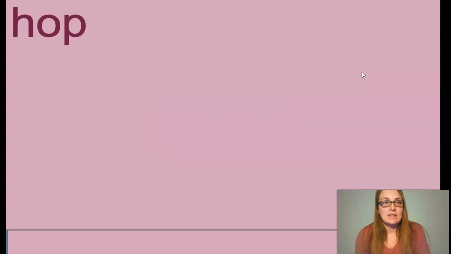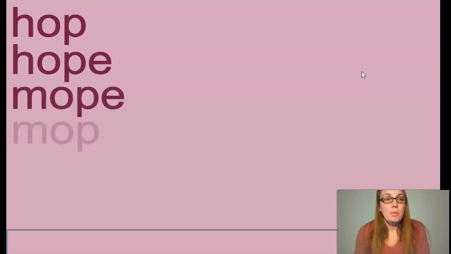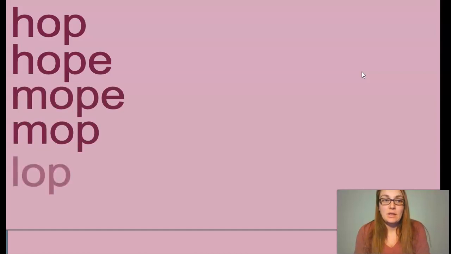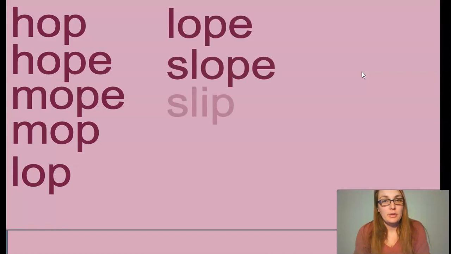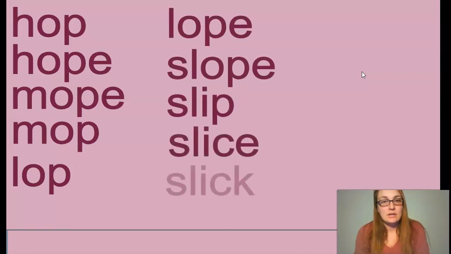Our next list. Hop, add an E, you get hope. Remember, the O and the E are going to work together to make the O sound. Mope, mop, lop, lope, slope, slip, slice, slick.